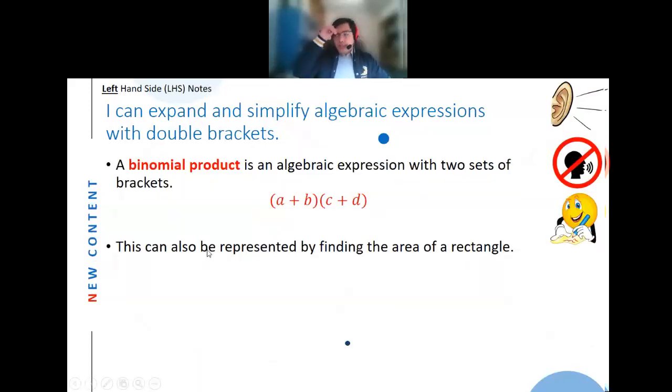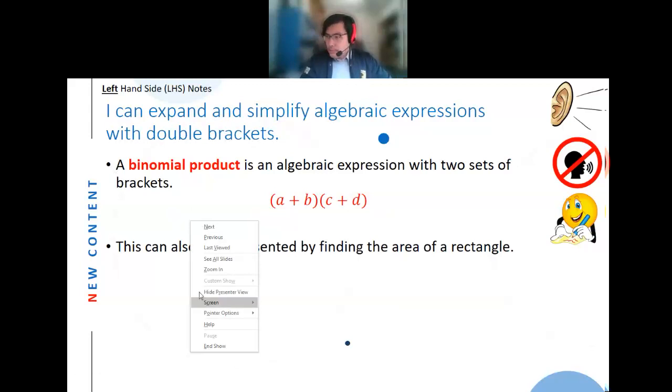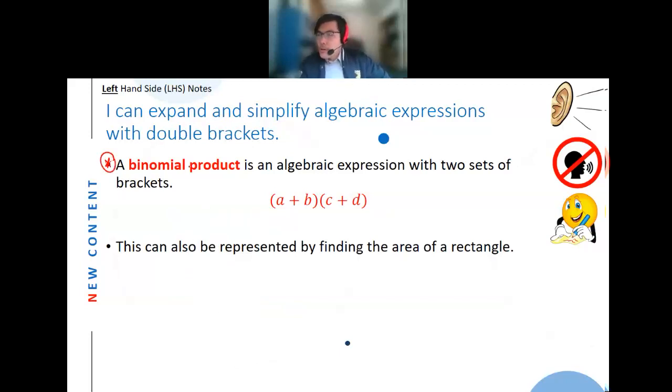So here are the notes that I would like you to write down. Specifically, I would like you to write this first dot point for me. Let me get my pen out. Here we go. Particularly this one here. A binomial product is an algebraic expression with two sets of brackets. So here is an example: a plus b in brackets multiplied by c plus d.